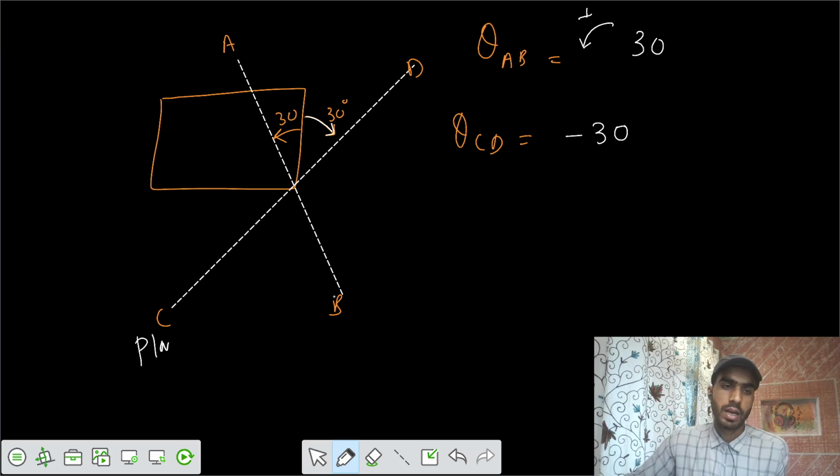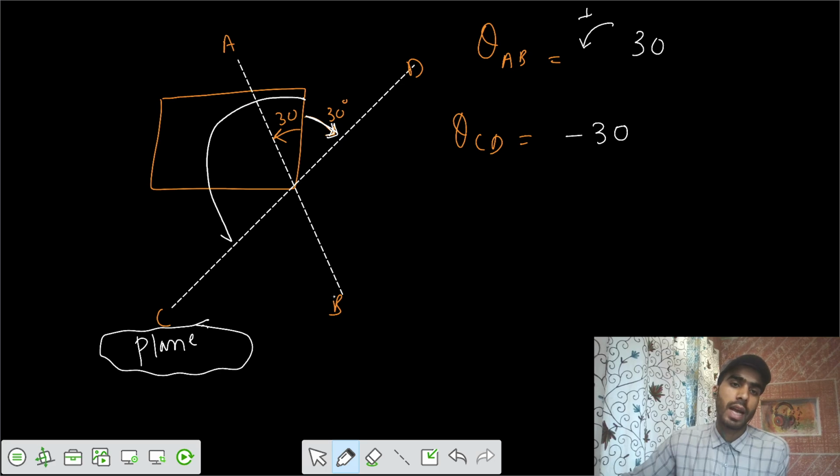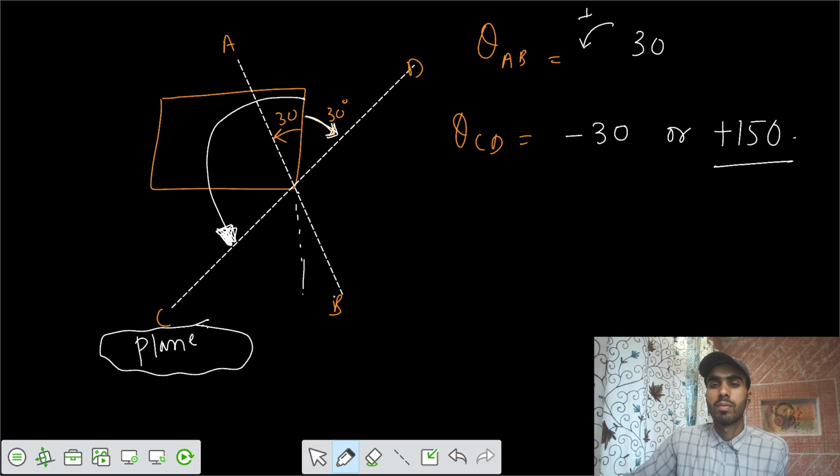This is the CD plane. If you want to find the stresses on the plane CD, you have to write theta equals minus 30 with respect to vertical, or you go from the vertical in the anti-clockwise direction and get the value. So this value becomes 180 minus 30, that's 150, or you can say plus 150. Minus 30 or plus 150.